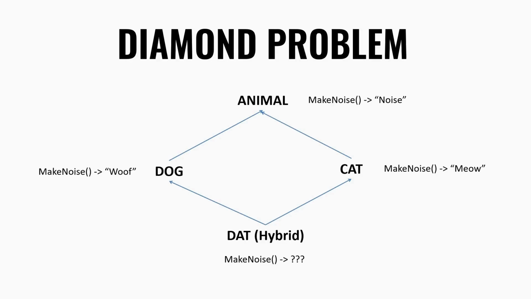Now the main problem with this approach is that in the dat class, it doesn't know which makeNoise method it needs to use, whether it should return woof or meow. This creates a problem and is the reason why Java doesn't support multiple inheritance. The problem is known as the diamond problem because the visual representation looks like a diamond.